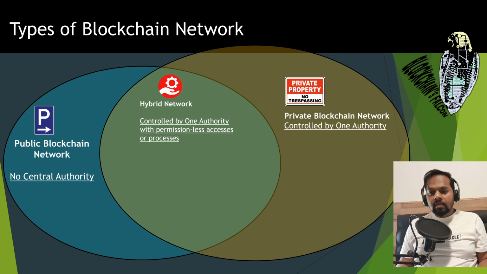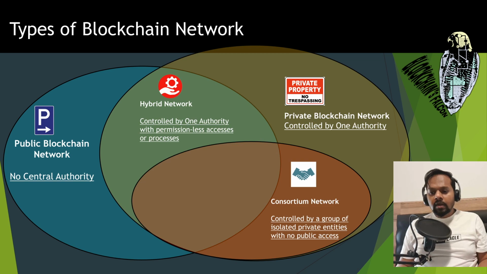A hybrid network is something controlled by one authority with permissionless access or processes for the public. For example, a company can build a blockchain network, but it can provide access to the public so that the public can view their services, or maybe do some sort of query on their system. So this is where the hybrid network comes in.